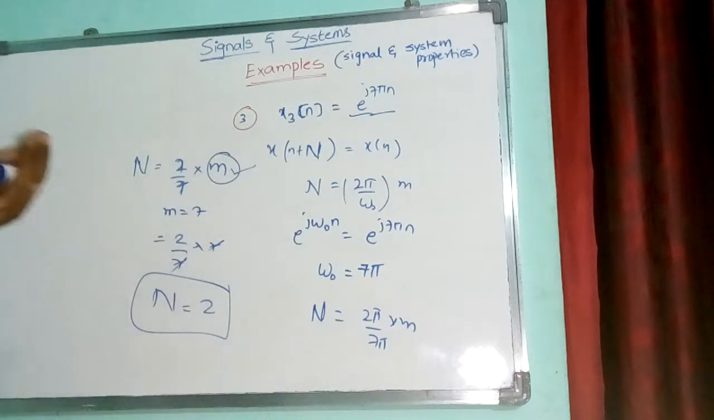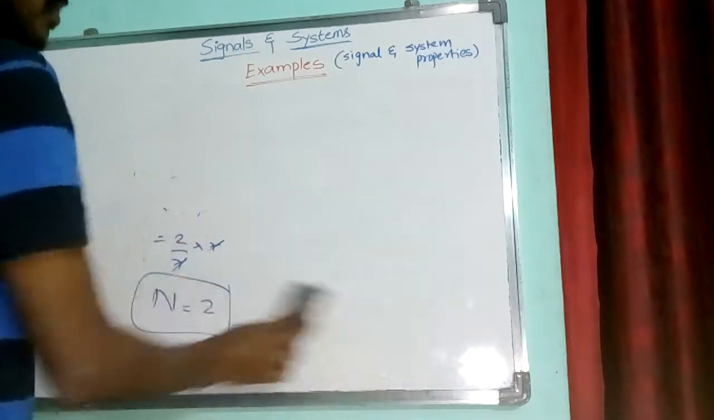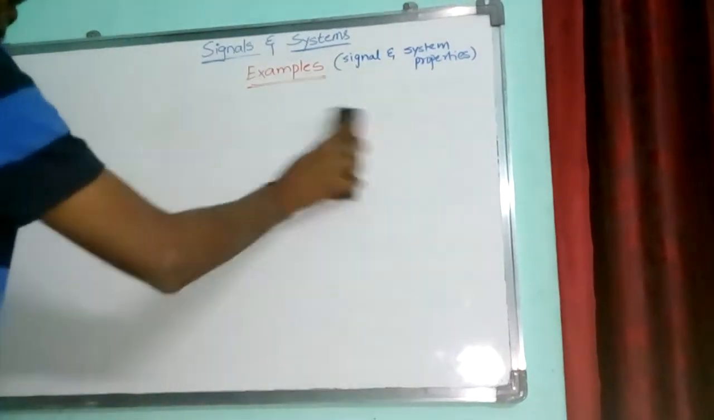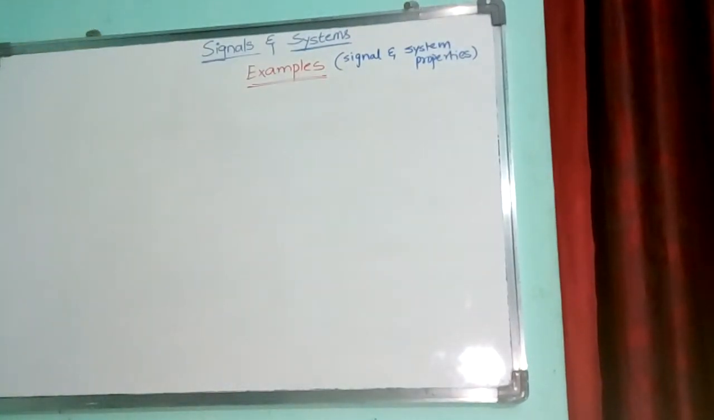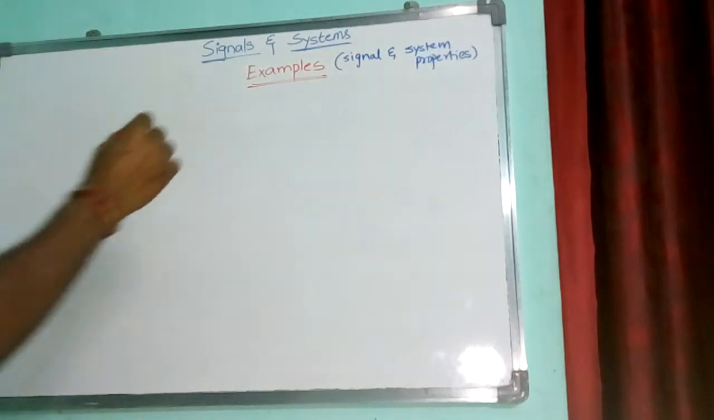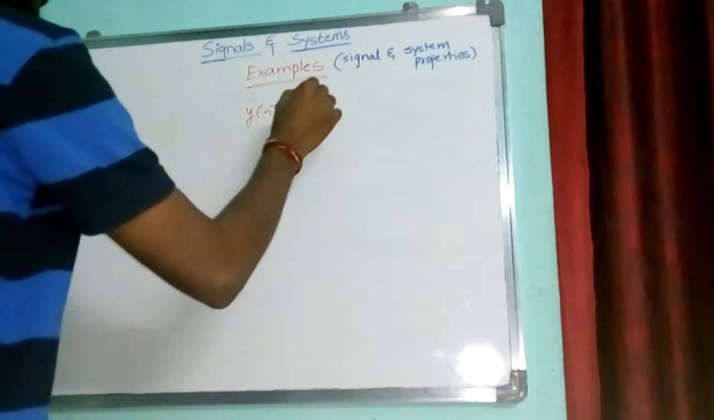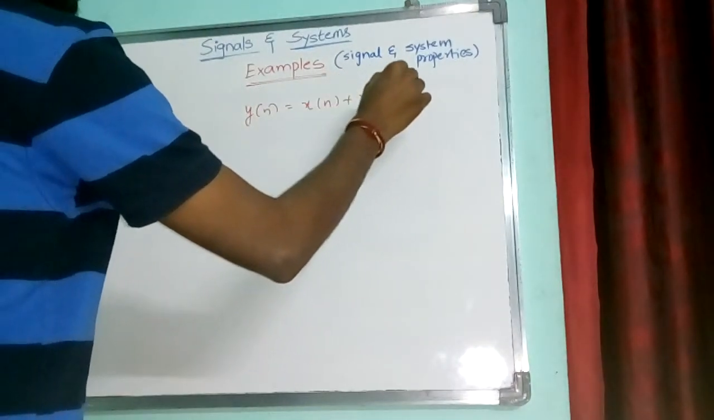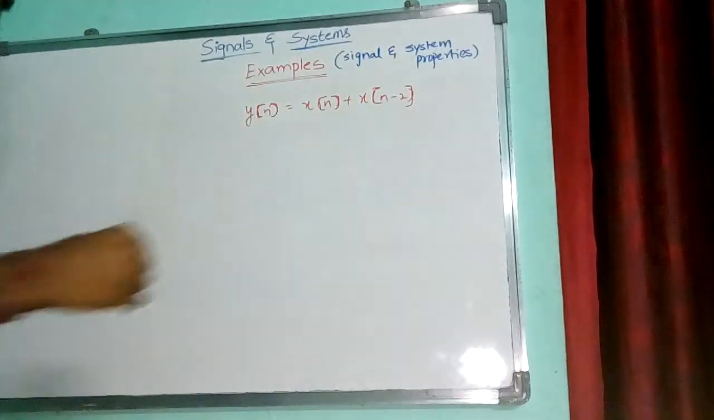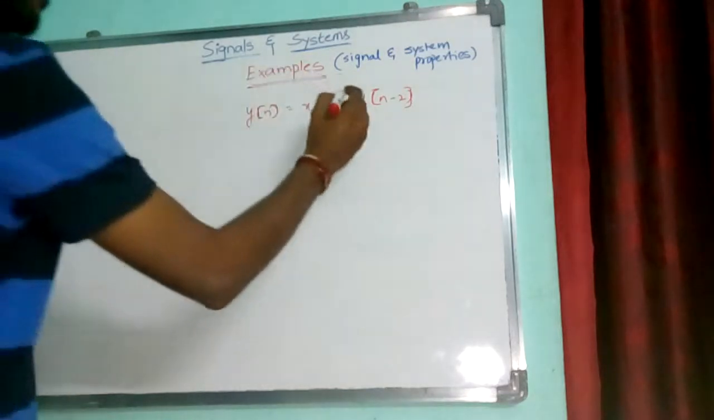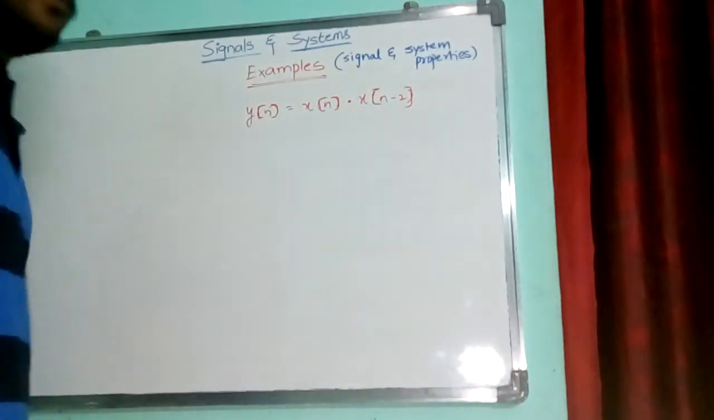This is for the discrete time signal. These are a few examples regarding periodic and aperiodic types. Now we will deal with other properties of systems. Suppose it is given that y of n is x of n into x of n minus 2.